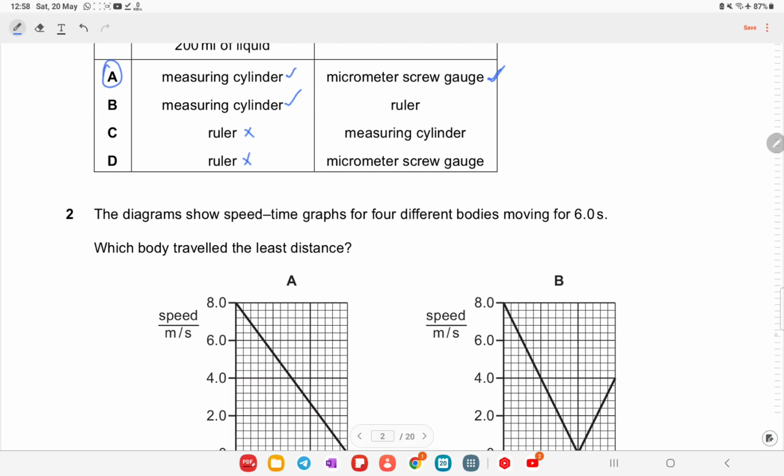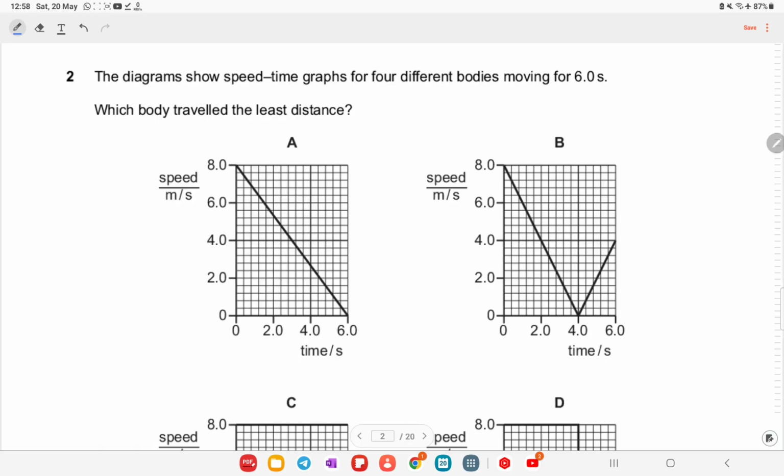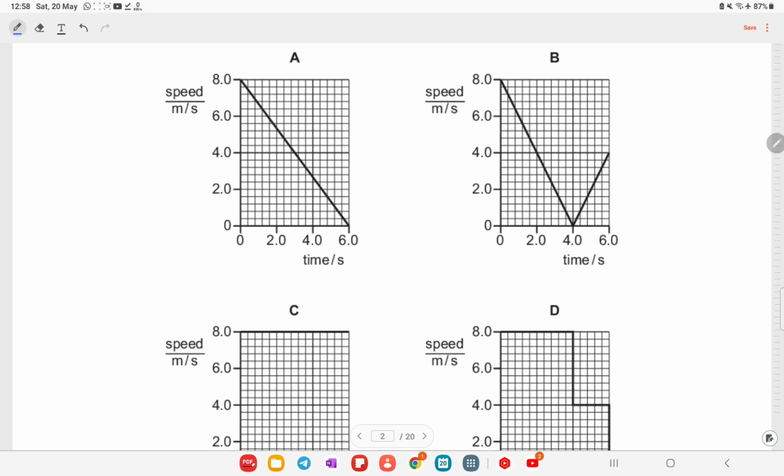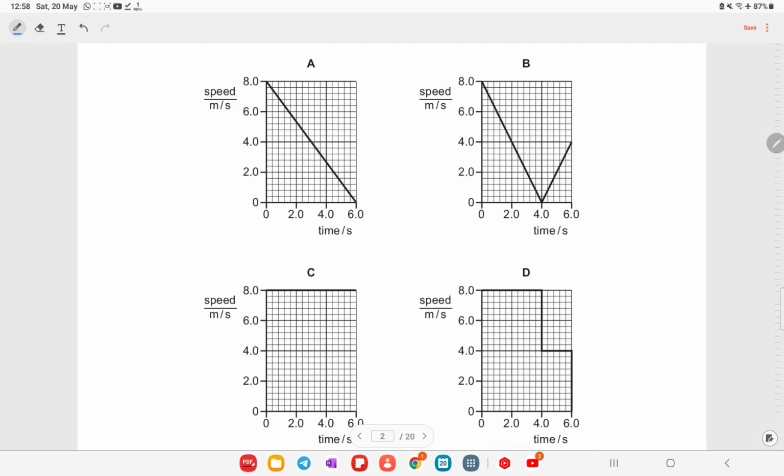The diagram shows speed time graph for 4 different bodies moving for 6 seconds. Which body travels the least distance? So these are the graphs. Let me zoom out so that we can see in these pictures. So we have to find out the least distance traveled by the object. In the first case, that will be area of a triangle, and that is going to be 1 over 2 times base times height.